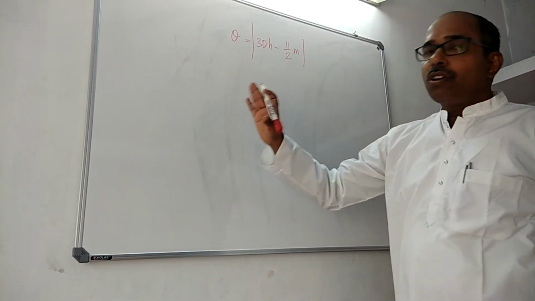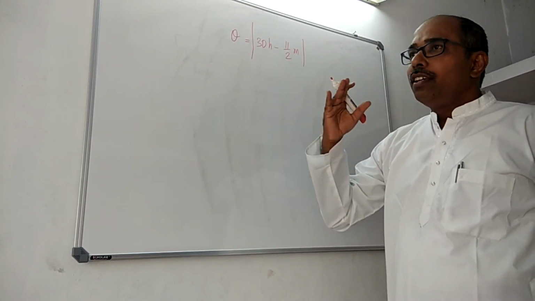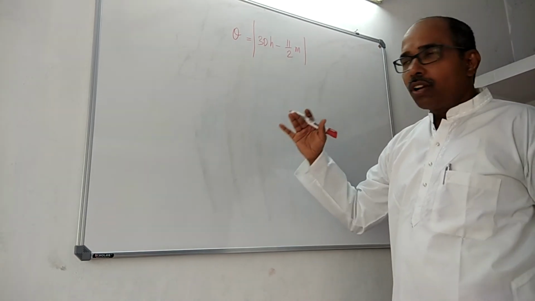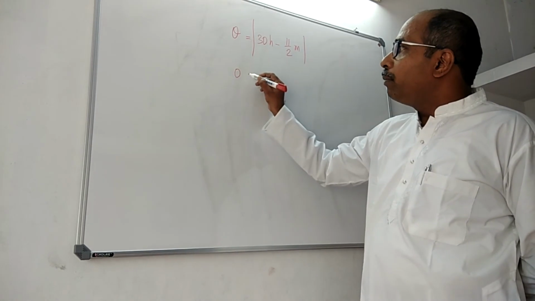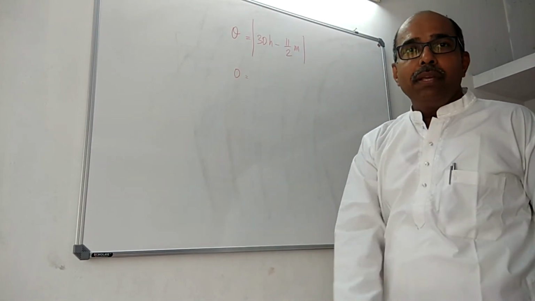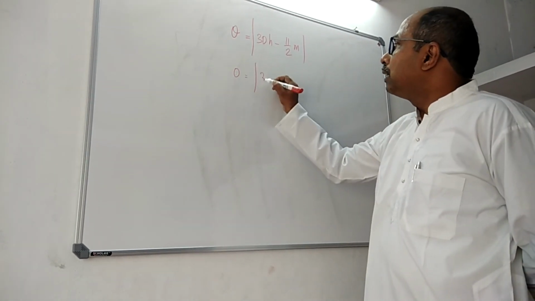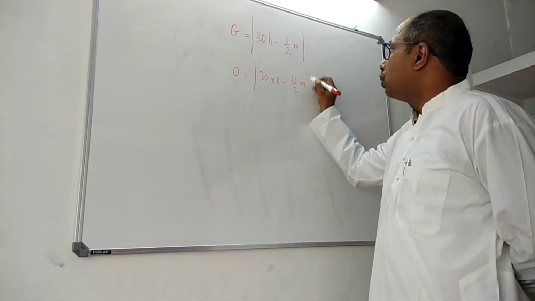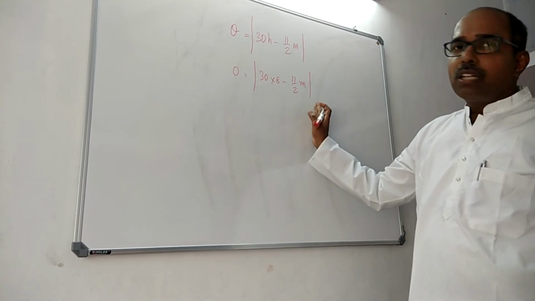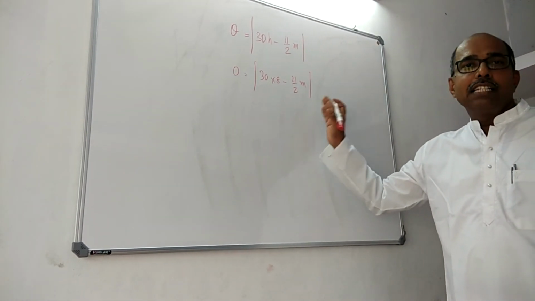Let us try to solve the same question using this formula. At what time between 8 and 9 will the hands of a clock coincide with each other? If at all two hands are coinciding with one another, the angle between the hands will be 0. And 30h will be 30 into 8 minus 11 by 2 m. M is not known to us, right?